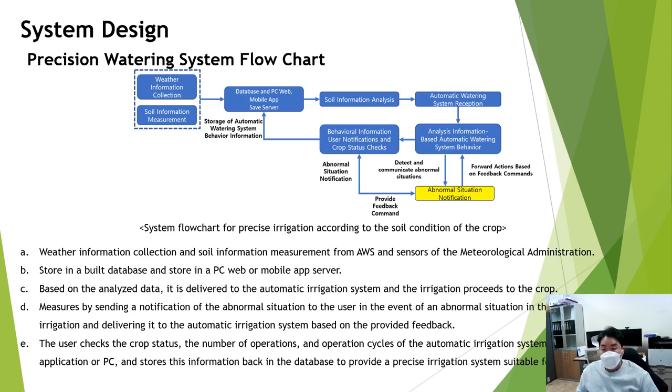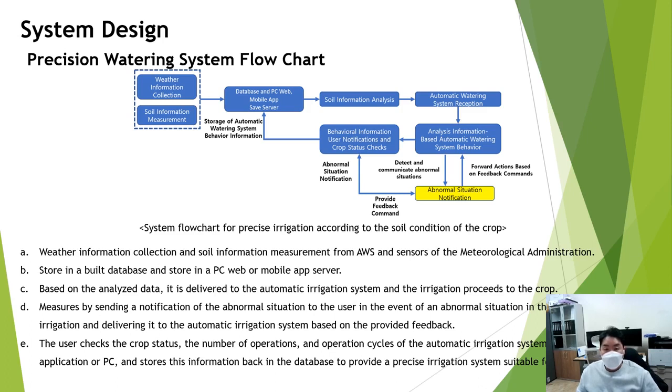Based on the analyzed data, the crops are irrigated by the automatic irrigation system, and in the event of an abnormality in irrigation, notification is sent to the user and the automatic irrigation system takes action based on the feedback provided. If it is difficult to repair the automatic water system remotely, it must be repaired manually.